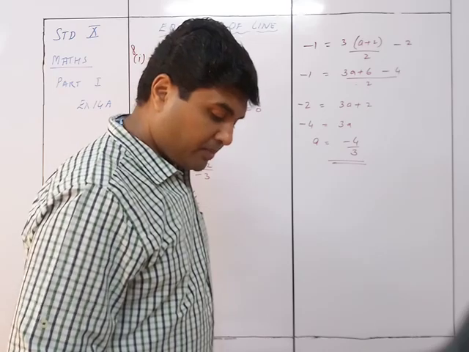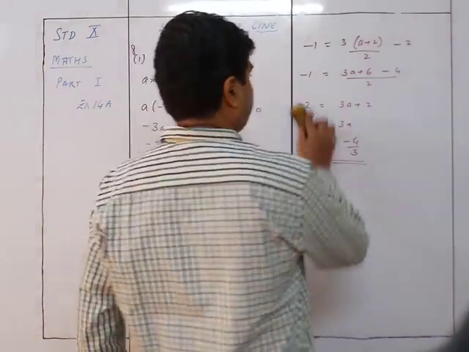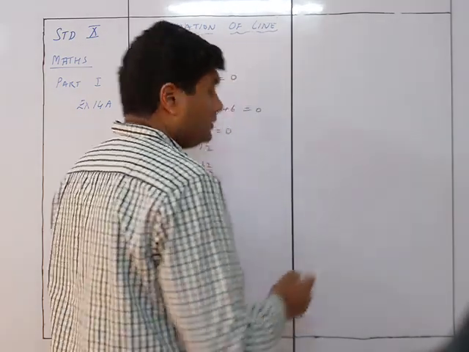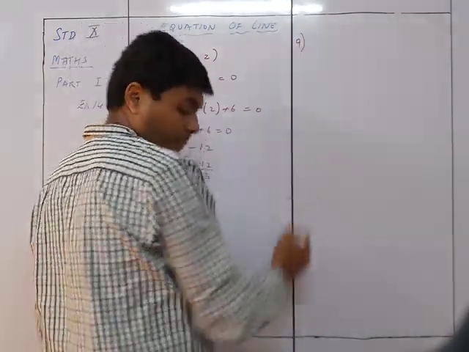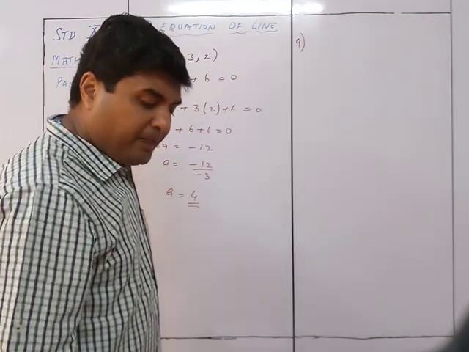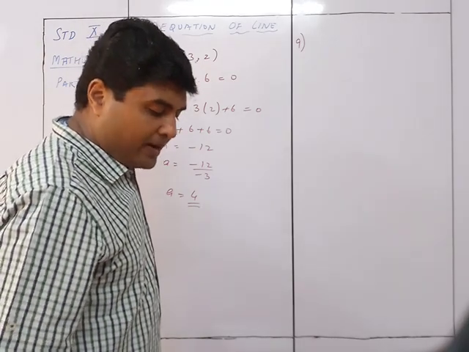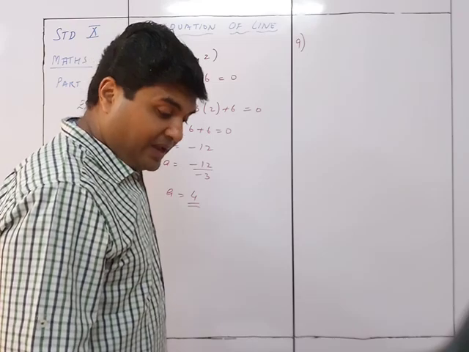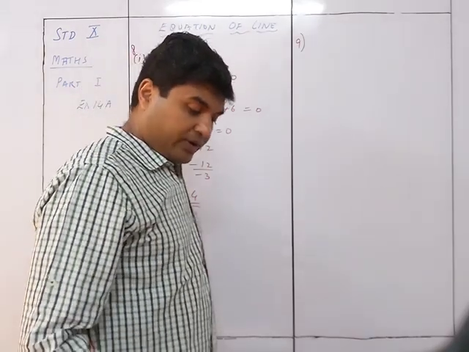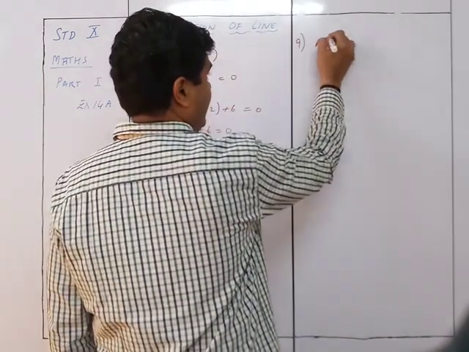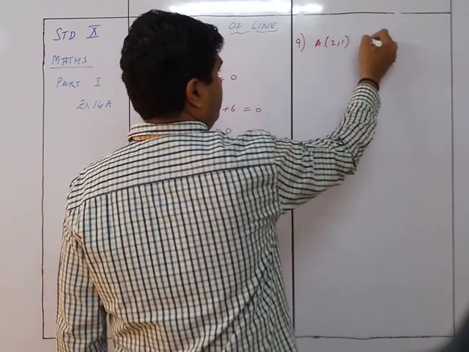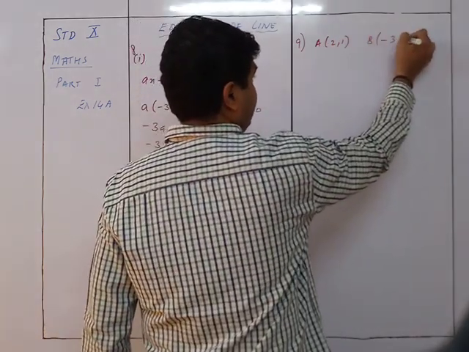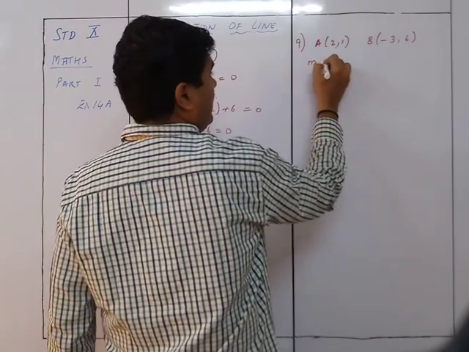We now move on to sum number 9. The point P divides the join of (2, 1) and (minus 3, 6) in the ratio 2:3. Does P lie on this line? So again, what is given? They are given a point A is 2, 1, B is minus 3, 6, m is to n is equals to 2:3.